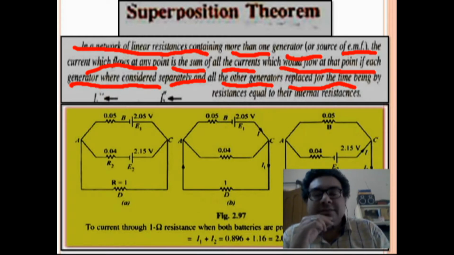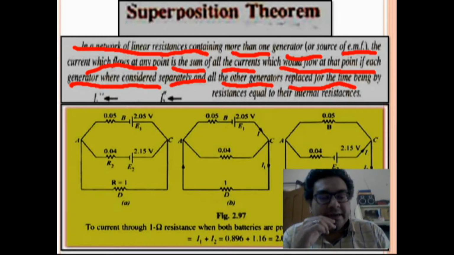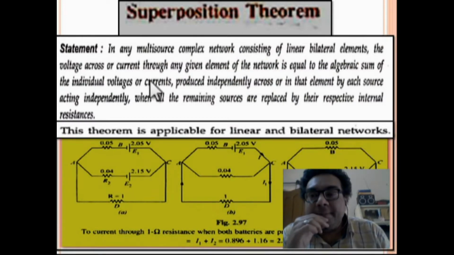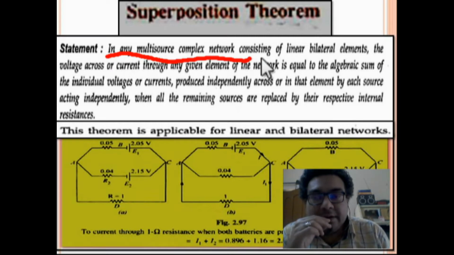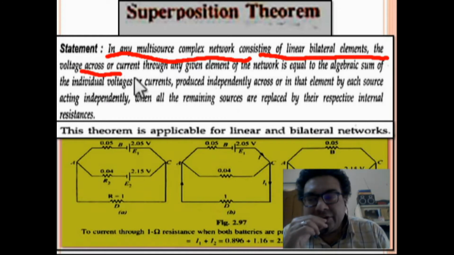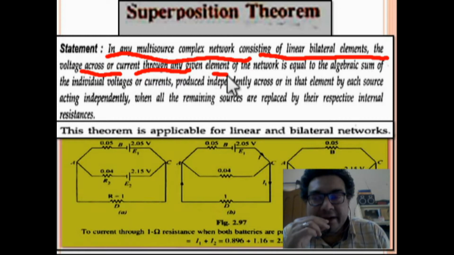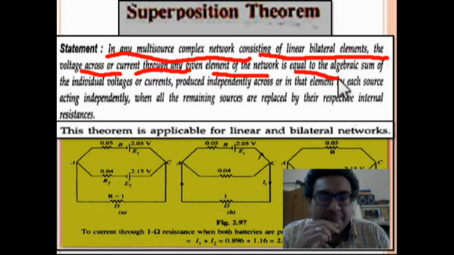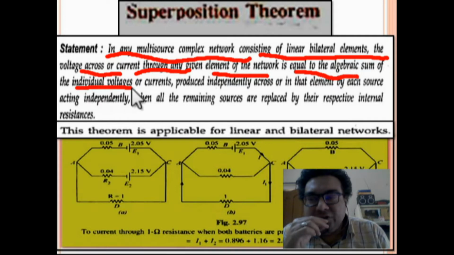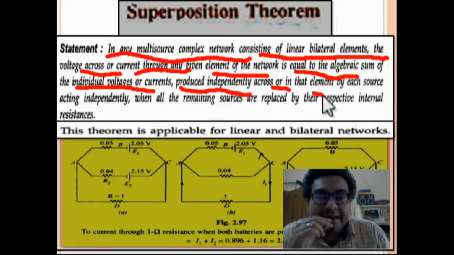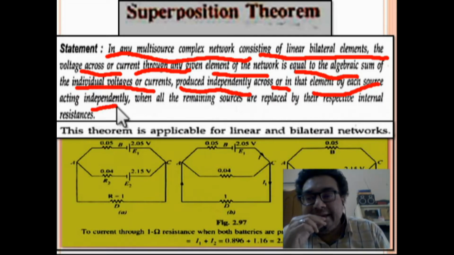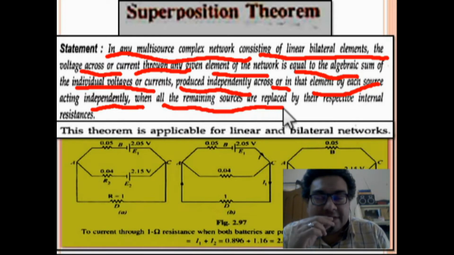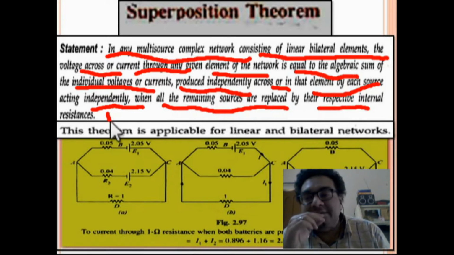So guys, another statement you can check in the next slide. This is the statement. If you can read this, in any multi-source complex network consisting of linear bilateral elements, the voltage across or current through any given element of the network is equal to the algebraic sum of the individual voltages or currents produced independently across or in that element by each source acting independently when all the remaining sources are replaced by their respective internal resistance.